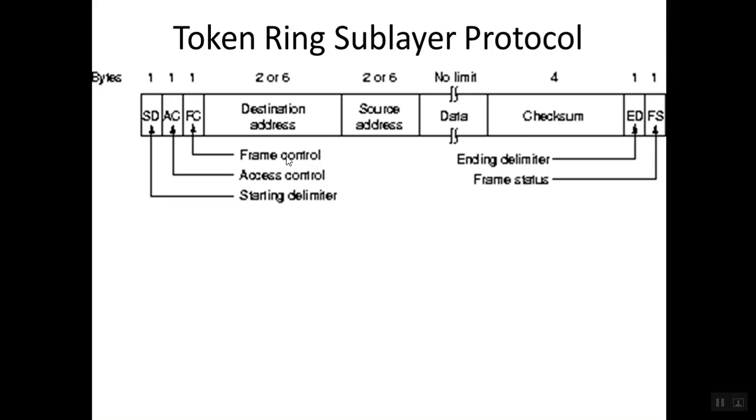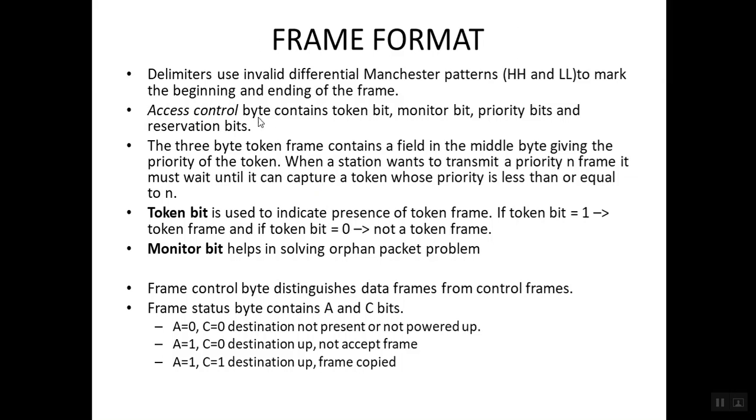Now we will move to access control, frame control, and frame status. We have discussed these fields in IEEE 802.3 and 802.4, and the description of all these is the same. So we will discuss the access control field, frame control, and frame status fields. The access control byte is a 1 byte field. It contains 8 bits, and these 8 bits can be divided into a token bit, monitor bit, priority bits, and reservation bits.